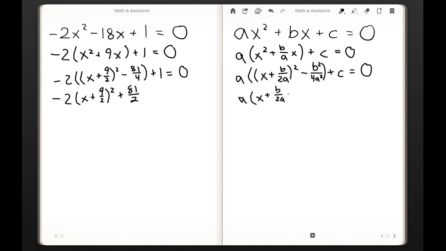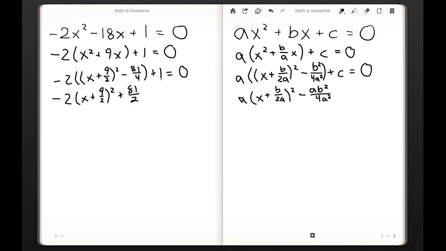The x plus b over 2a squared stays multiplied by the a. But now we're going to have negative b squared over 4a squared times a. So we're going to just put the a in the numerator. So this will be minus ab squared over 4a squared.